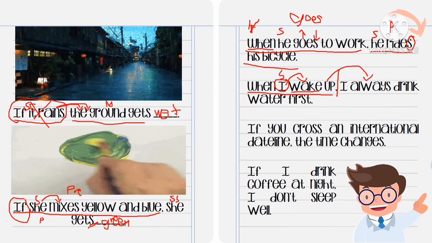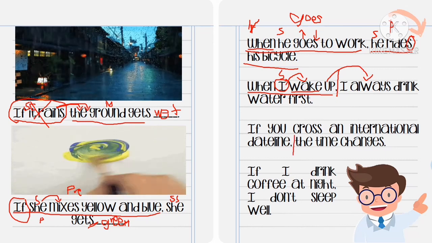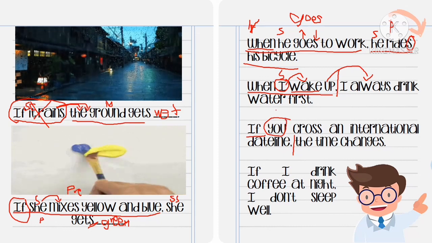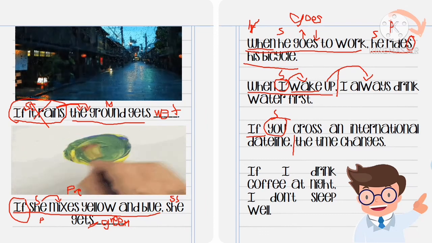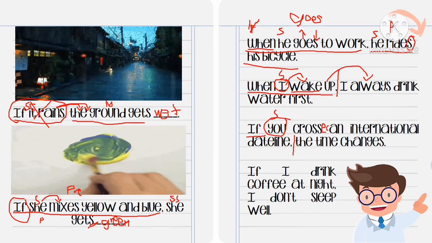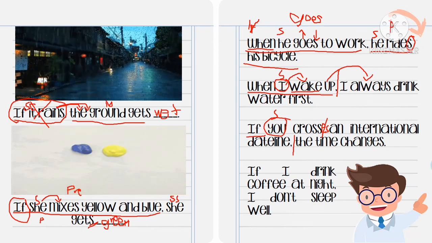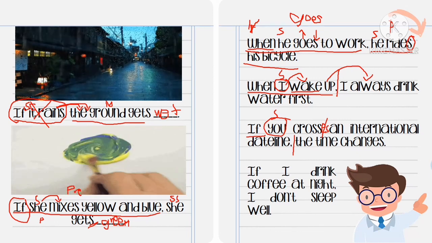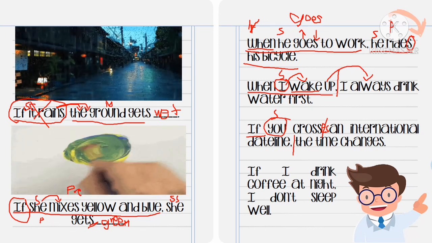Next, if you cross an international date line, the time changes. Ito yung if clause natin, separated by a comma. So, start with if, the subject you, singular si you, pero it requires a plural verb. Kapag naman singular, pero hindi you ang ginamit, for example, she, kailangan lalagyan natin siya ng S, kaso you ang ginamit. So, kailangan wala si ES. If you cross an international date line, the time changes. So, it is a scientific fact and a general truth na kapag nag-travel kayo sa ibang bansa, magbabago talaga yung oras.